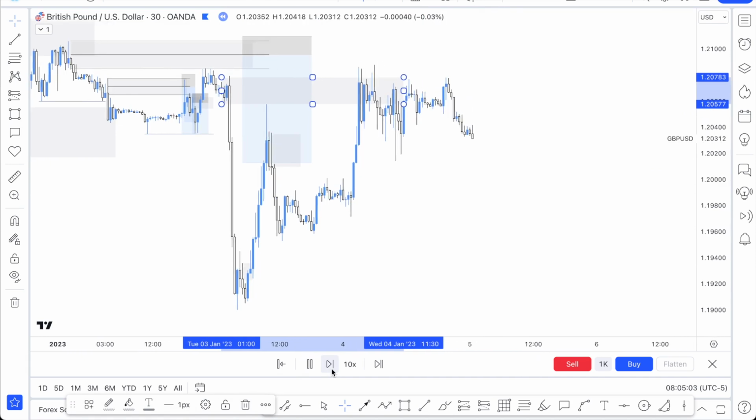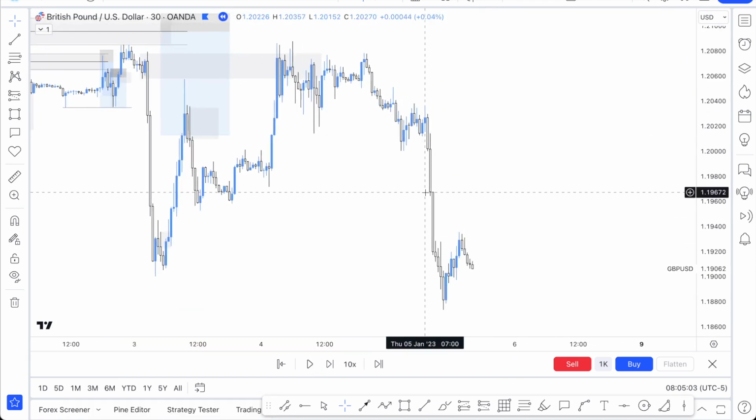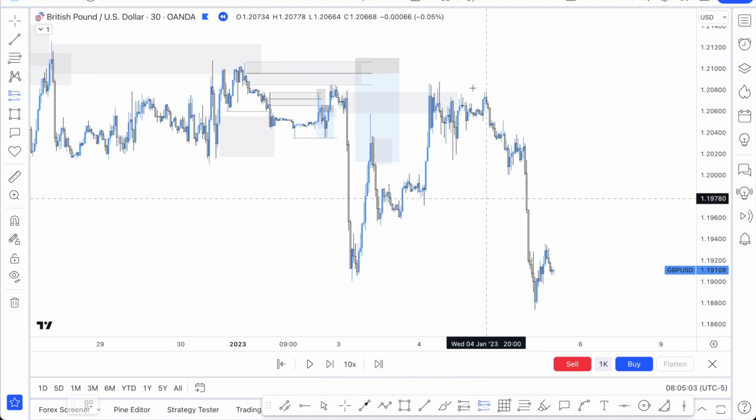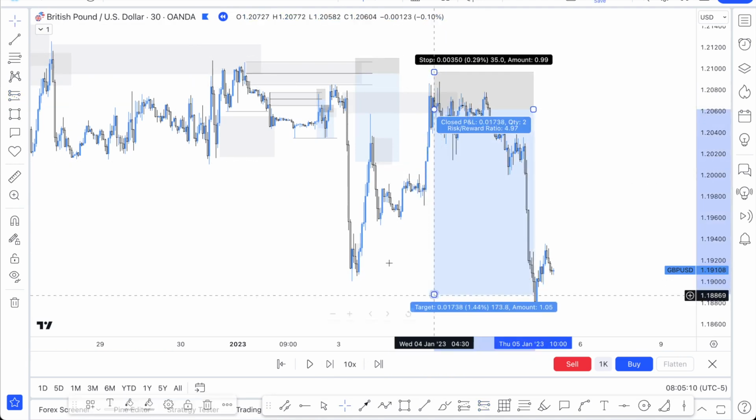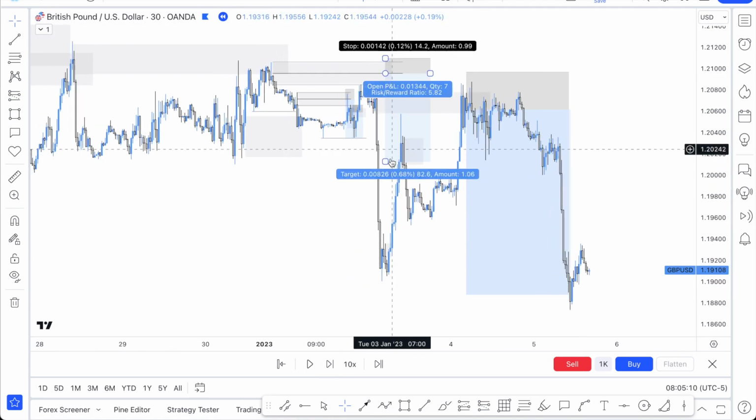Okay, let's see what happens. And there we go, guys. Just as expected. This is where we wanted price to get to, right there, to take price bearish. Now, let me just talk to you guys about what I'm doing here.